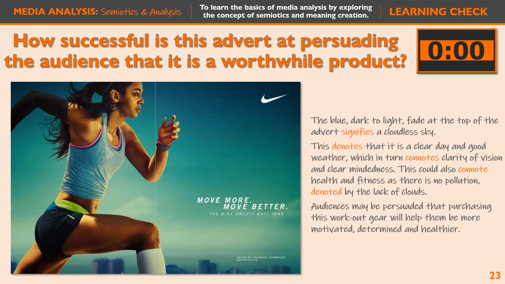And finally, now you should be ready to write up your response in a written exam style manner. So we'd be talking about full sentences and full paragraphs. So how successful is this advert persuading the audience that it is a worthwhile product? So about 10 minutes would be an ideal time to spend on writing up one or two of your main arguments. So look back at your notes, your annotations or your table, pick your two strongest arguments about why it's a successful product and try and write them up.